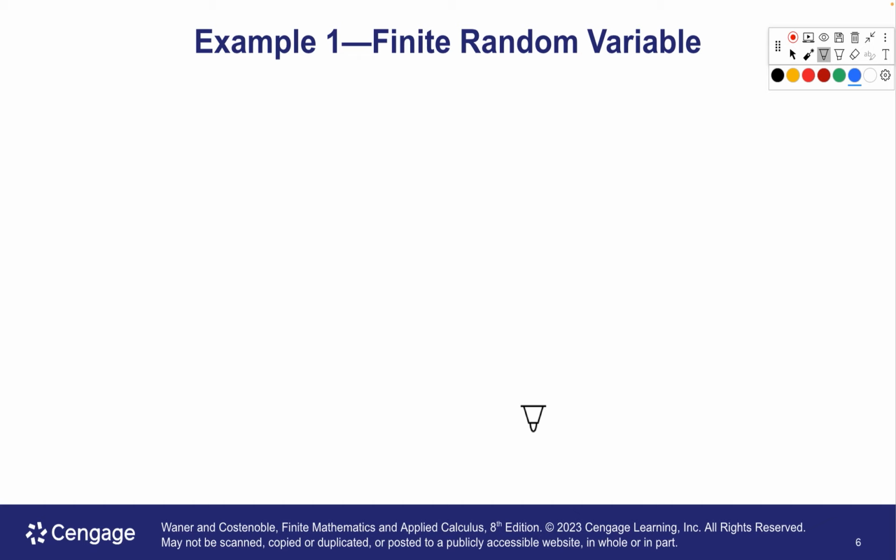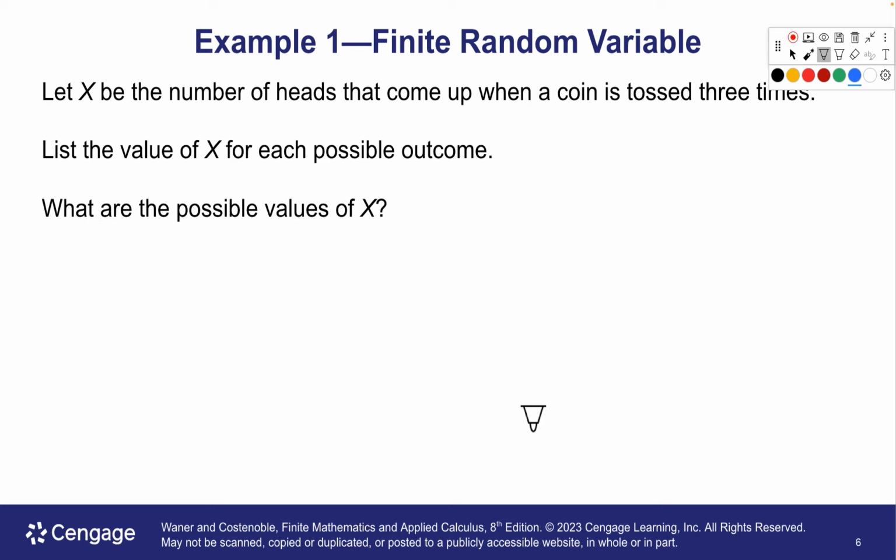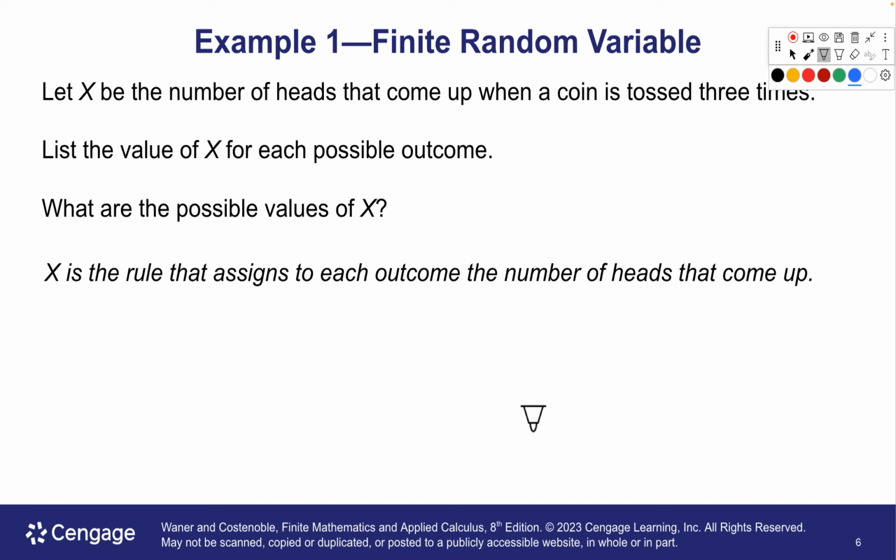Okay, so finite random variables. Let X be the number of heads that come up when a coin is tossed 3 times. The question is, we want to be able to list the value of X for each possible outcome. What are the possible values of X? We start with the rule: X is a rule that assigns to each outcome the number of heads that come up.